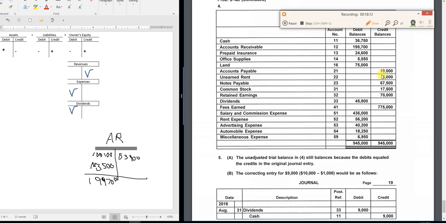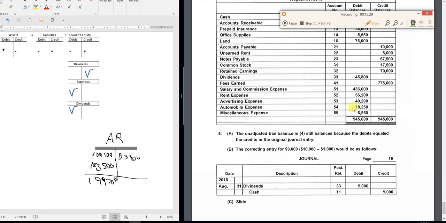If it's divisible by 9, look for a transposition. So if you put this as 36,570 instead of 36,750, this difference would be divisible by 9. So that's just kind of how to find some. So hopefully that will help you with your homework and you can go through it.